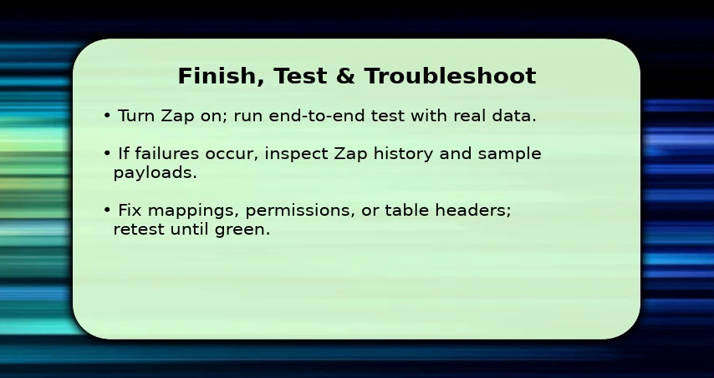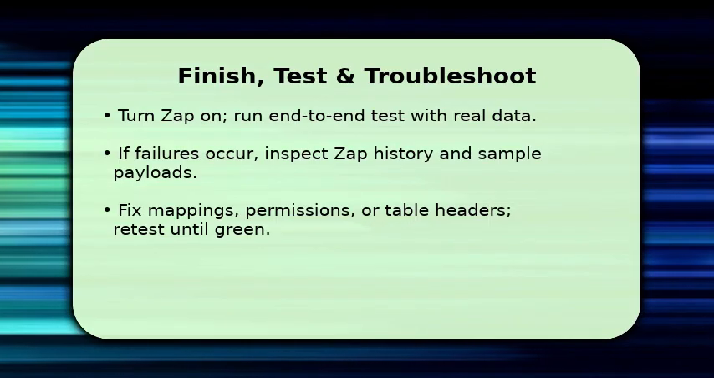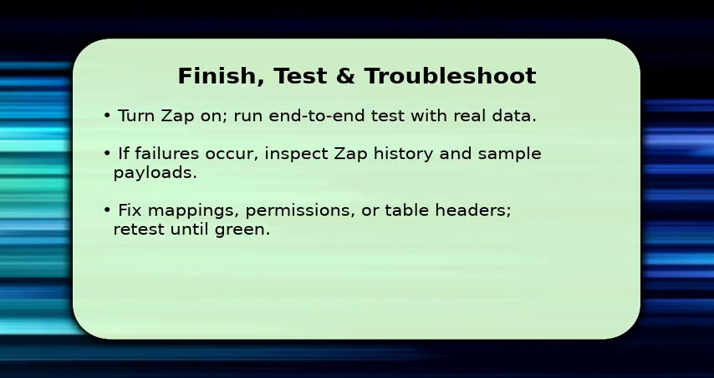Finally, toggle the Zap on and perform a full end-to-end test with realistic data so you see final rows created or updated. If something goes wrong, check Zap history to view the payload and error message. That tells you whether it's a mapping, permission, or schema issue.